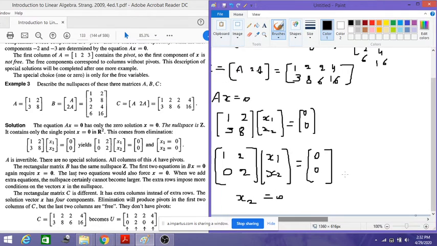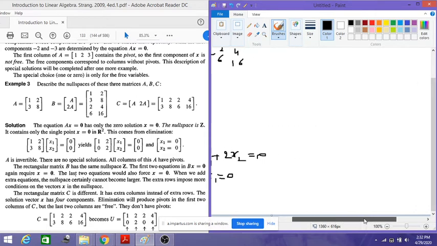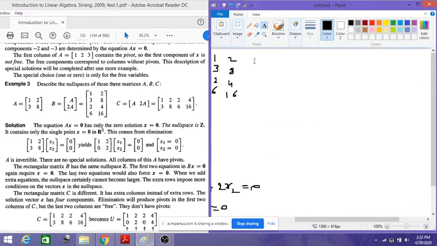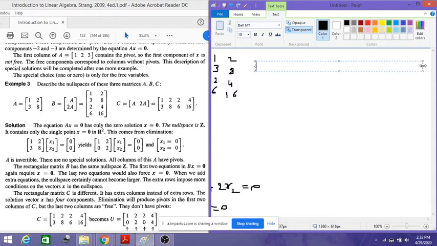If I substitute in the first equation, that is x1 plus 2x2 which is equal to 0, now x2 is 0, so here I'll get x1 is also equal to 0. So it means I have the 0 vector here, and the solution is 0. So A is invertible, so there is no special case involved here. This is one point which we have to note here. Whenever there is an invertible A, then no special case exists.